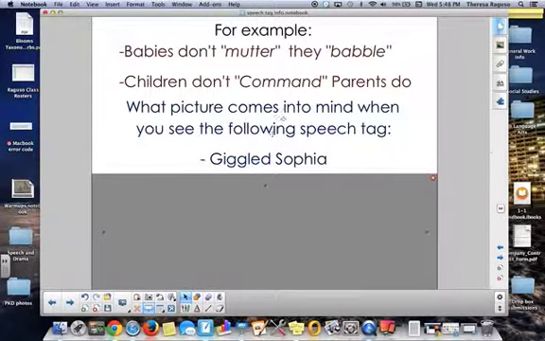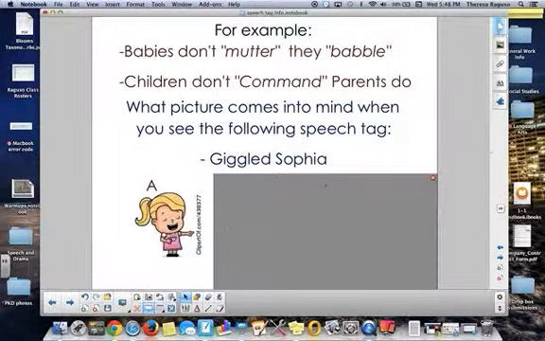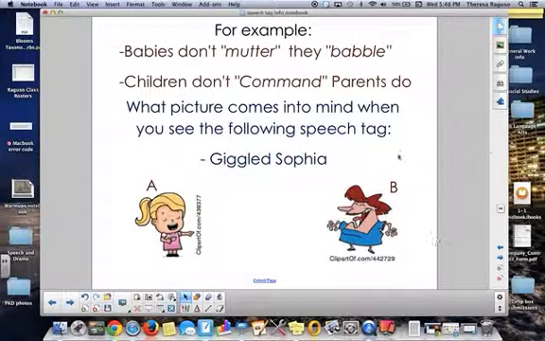Okay, now let's look at this example below. What picture comes into mind when you see the following speech tag? Giggled Sophia. Is it going to be A, or are you going to picture B? I am going to picture this one. Most of the time, children giggle. Adults, you would say, laughed. This lady, I'm sure, is doing something very crazy. Okay, so giggled Sophia is going to be our student, our younger child. That's going to be our example for how a speech tag shows or paints a picture for your reader.